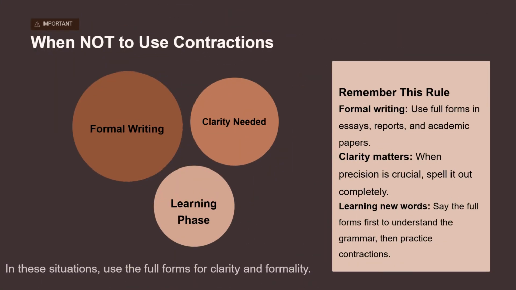When not to use contractions. Well, in formal writing, when clarity is needed, and in the learning phase, it is preferred not to use contractions. Remember this rule. Formal writing, use full forms in essays, reports, and academic papers. Clarity matters. When precision is crucial, spell it out completely. And when learning new words, say the full forms first to understand the grammar, then practice contractions. In these situations, use the full forms for clarity and formality.